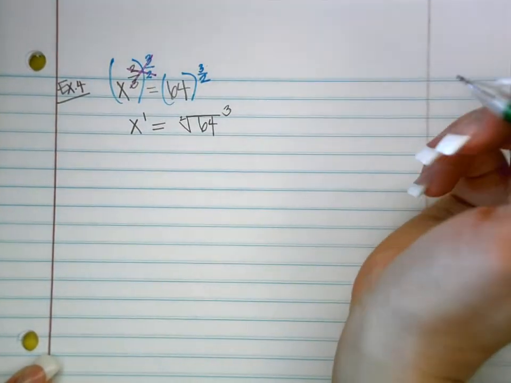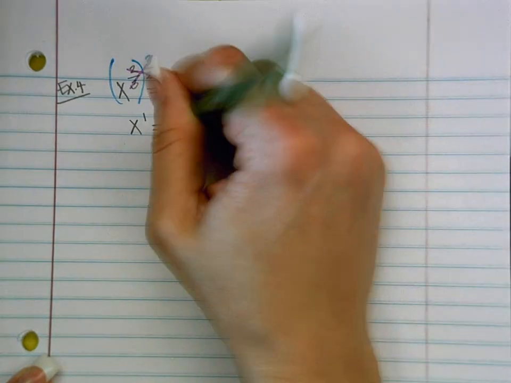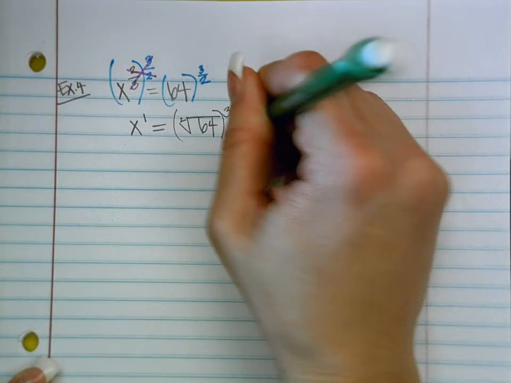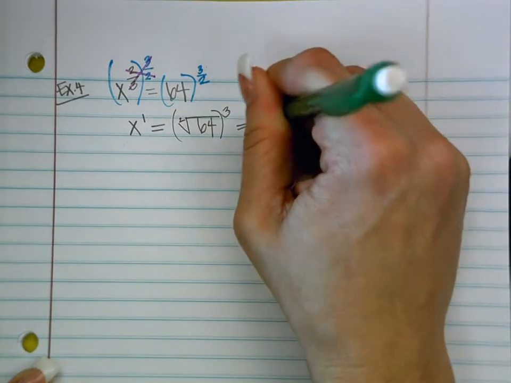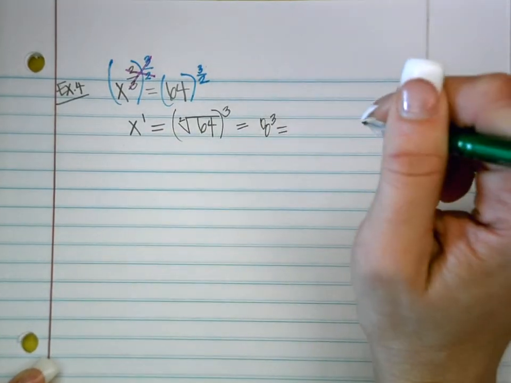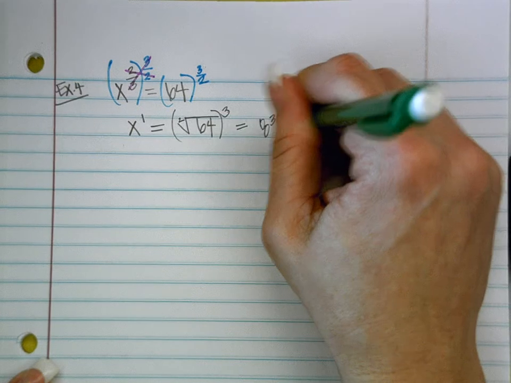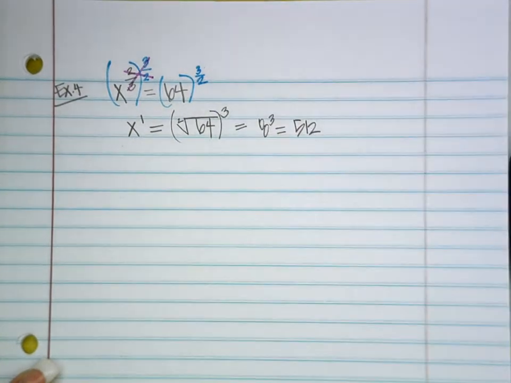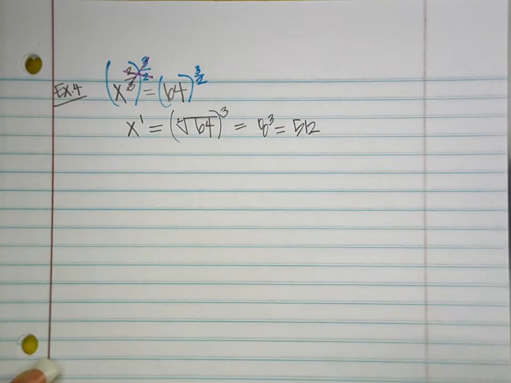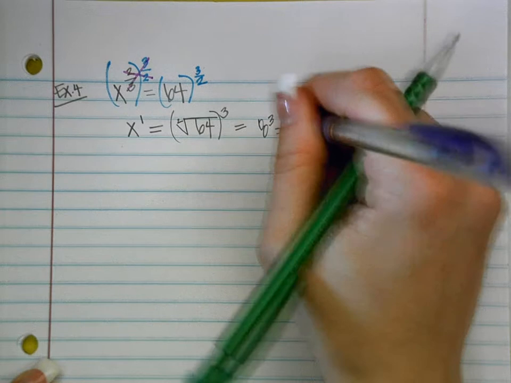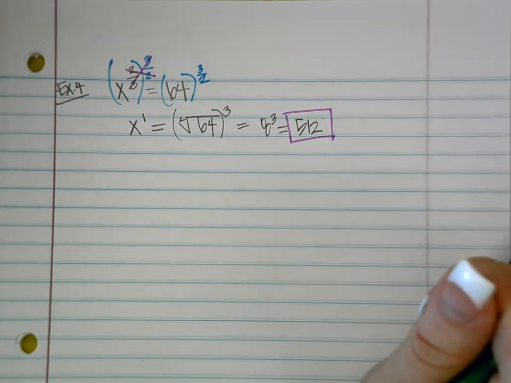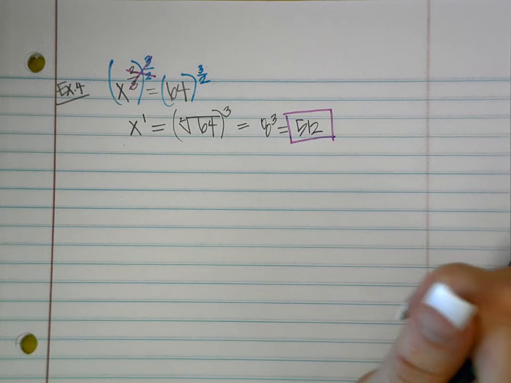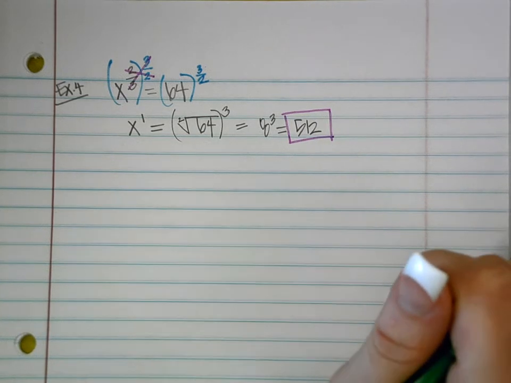Now, whenever you're doing these, you probably want to do what's inside the radical first. So what is the square root of 64? 8. Then take 8 cubed. It's on the back wall if you don't know them. 8 cubed is 512. Okay? These are generally a little bit simpler to do. Questions on how I did that?